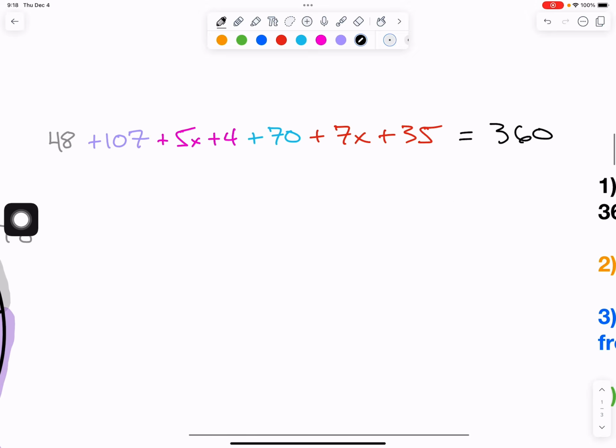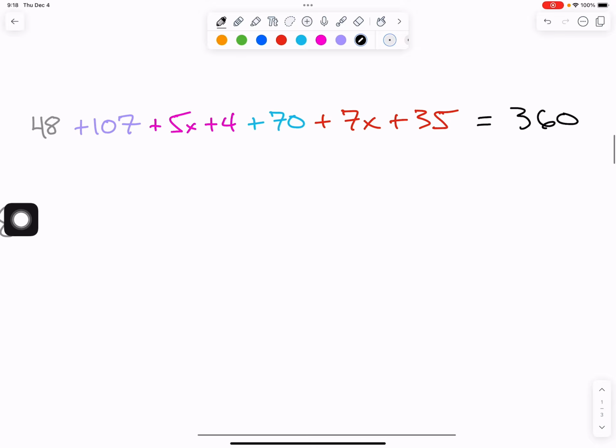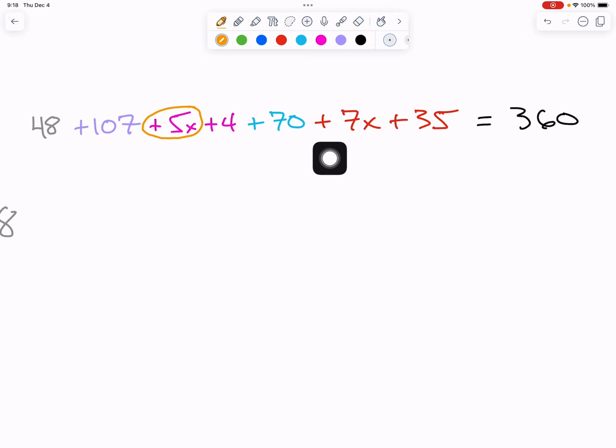So we wrote our equation. This is what we have. We will combine like terms. Again, I always like to kind of look for the variables here. I'm going to circle my plus 5x. What can I combine that with? Oh, yes, great job. Plus 7x. 5x plus 7x gives us how many x? Wonderful work. 12x. Then I will work through our constants.